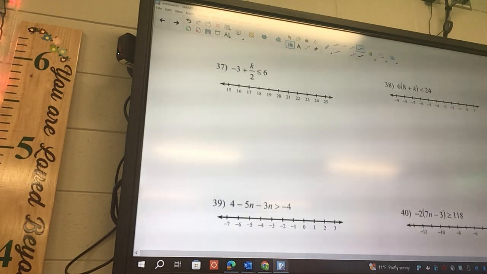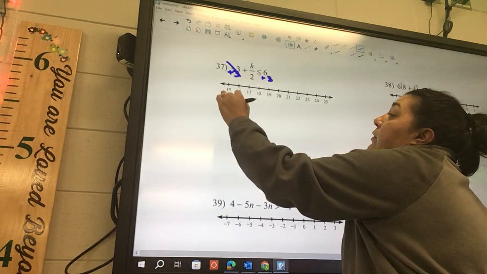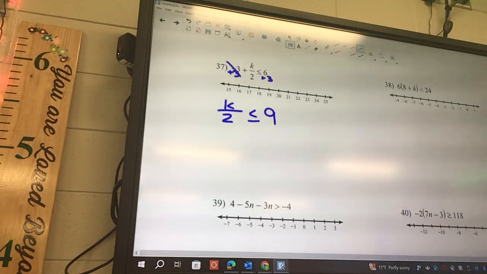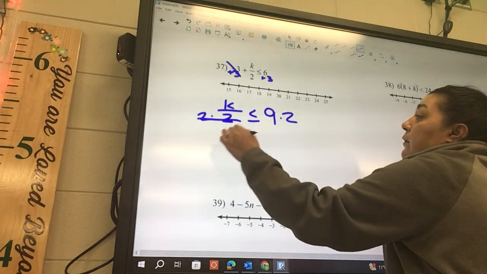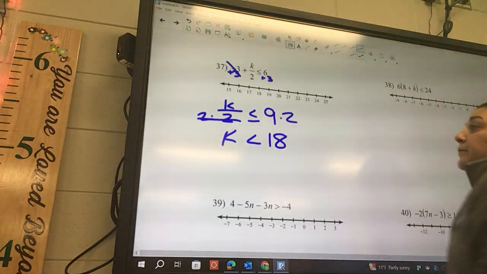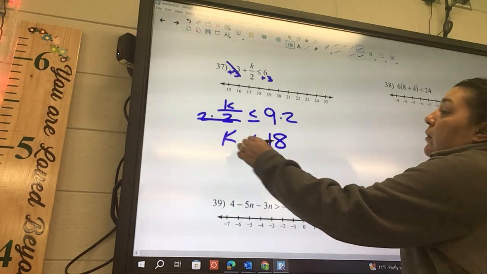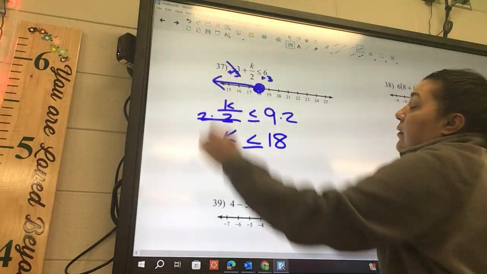Okay, 37, what needs done? Add 3 first is gonna be our first step. Okay, so I get k over 2 and a 9, 6 plus 3 is 9. And then what? Multiply. Multiply both sides by 2. So I get k and an 18. Okay, on the 18, is that gonna be open or closed? Open, closed. Going which way? To the left.